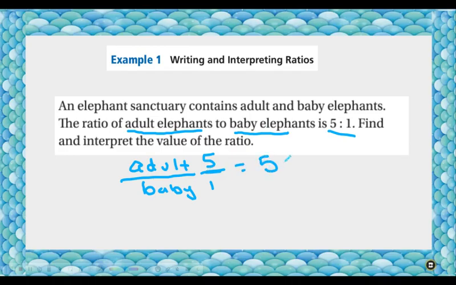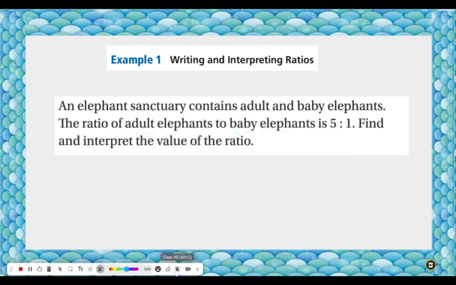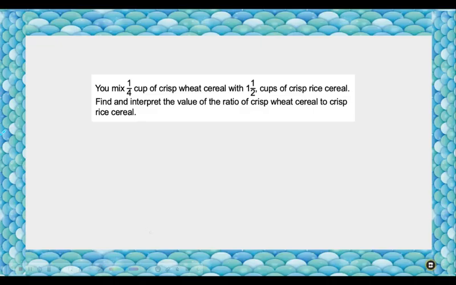Okay, so for every 5 adult elephants, there is 1 baby. Or you could say there's 5 times the amount of adult elephants. Great job. Okay, here's one for a recipe.